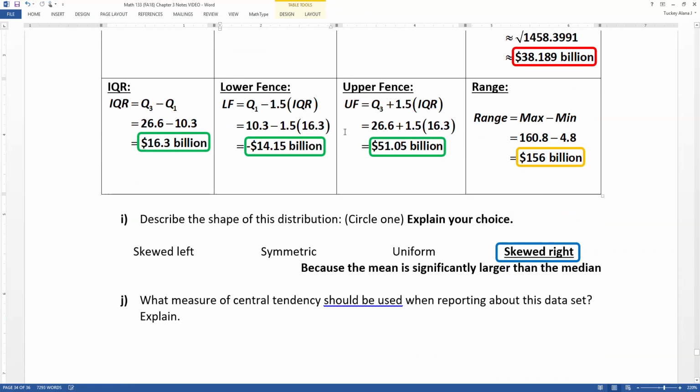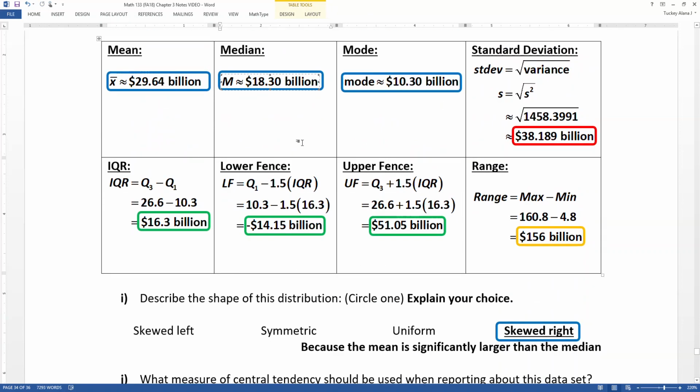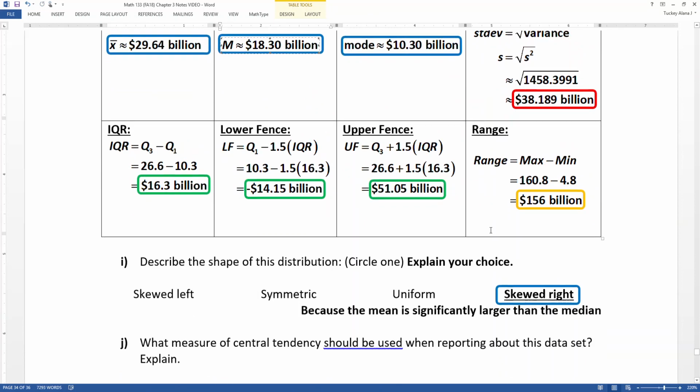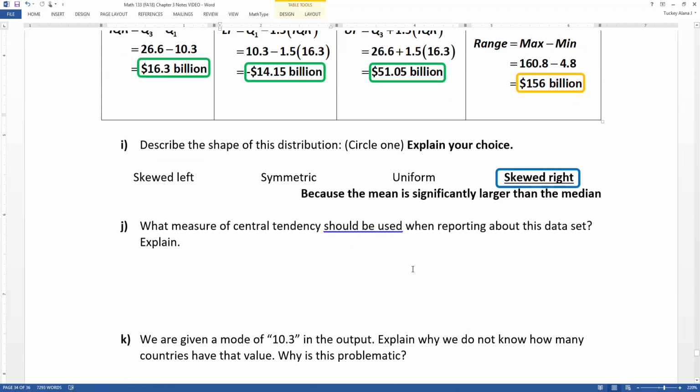You could also look at a histogram. You could also look at the differences between the median and Q3 and the median and Q1, or the median and the max, the median and the min, that kind of thing. So you can make an argument from the 5-number summary as well.